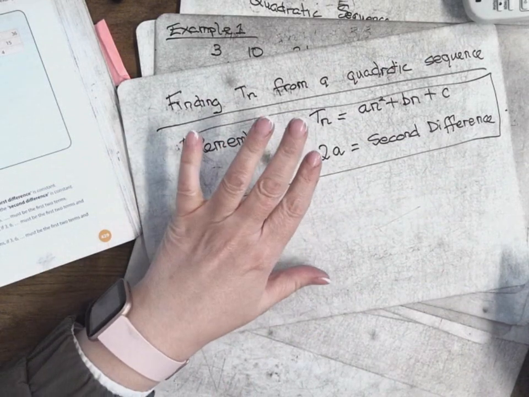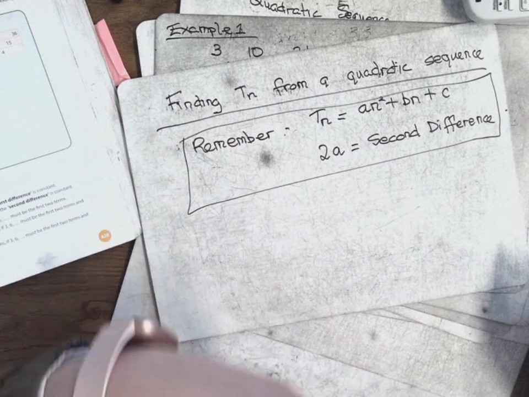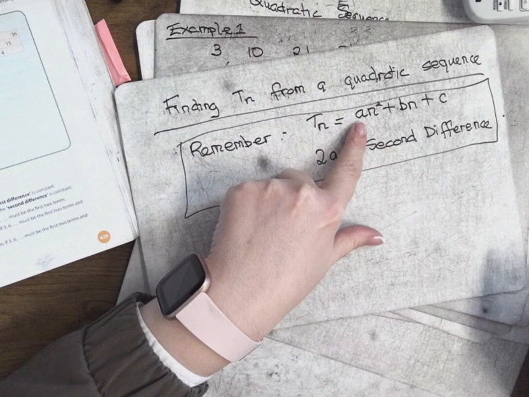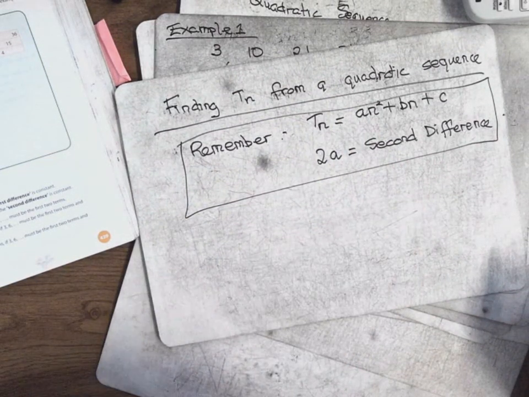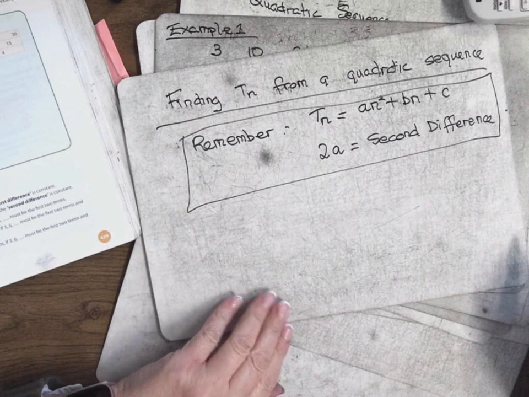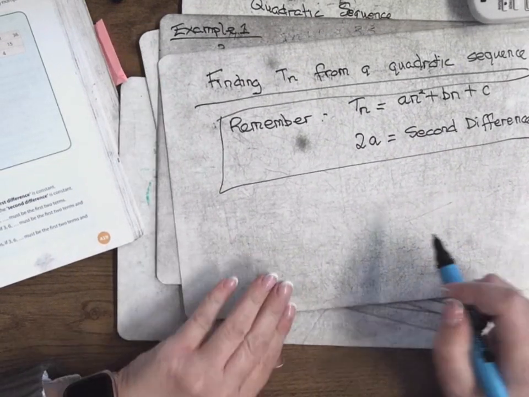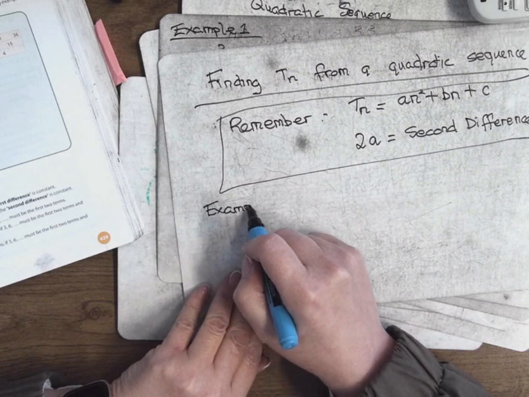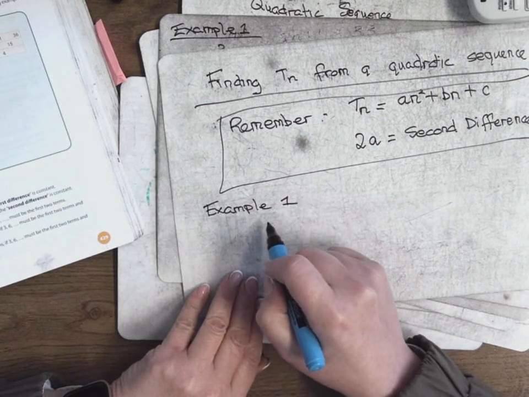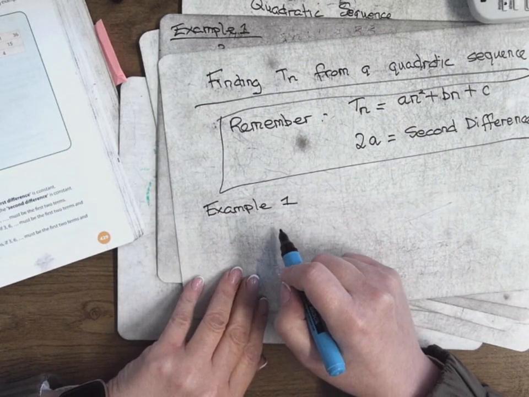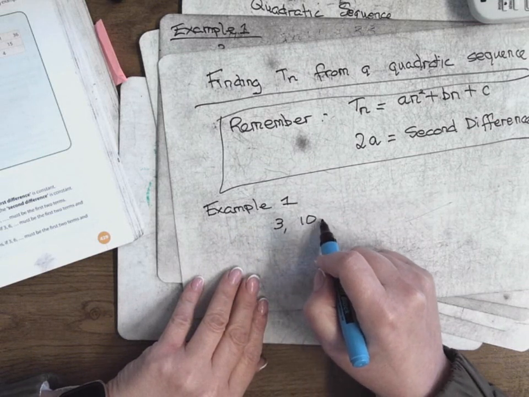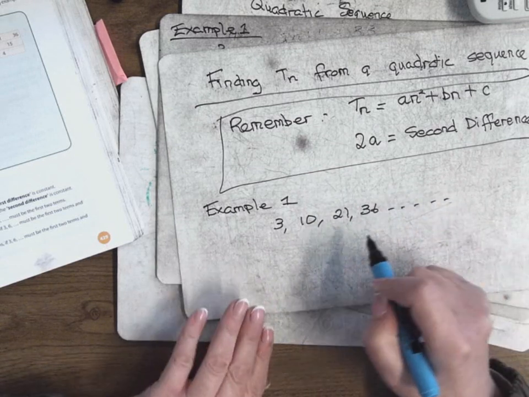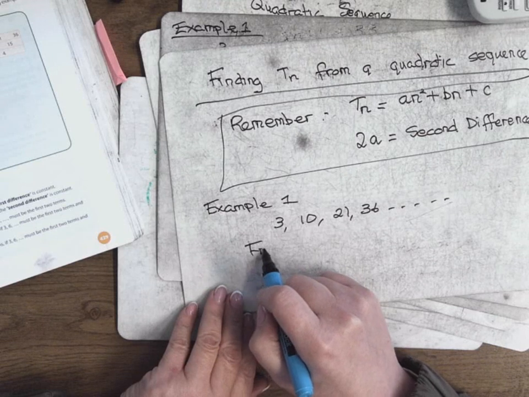So the general way is it's going to be something n squared plus something n plus a number, right? And 2 times a, 2 times the number in front there, is equal to the second difference. I'll do an example now, and you'll see how long and complicated it is. Example 1. So the same sequence I just had a minute ago, but now I want to find Tn.